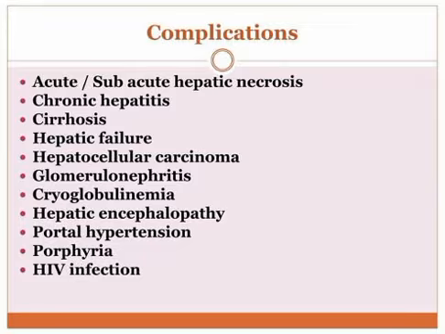Next will be chronic hepatitis, which is the severe condition of hepatitis. Next will be cirrhosis. It may lead to the scarring of liver. Next is hepatic failure, that is the complete failure of the actions of liver. Next will be hepatocellular carcinoma, that is the formation of cancer cells in the liver. Next will be glomerulonephritis, so that it may also affect the glomerulus as well as the nephrons.